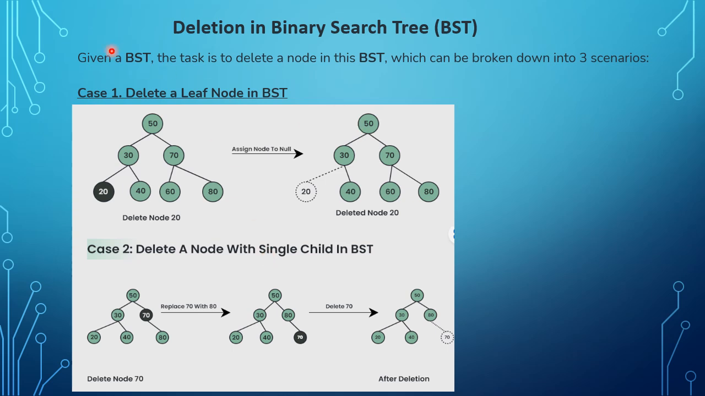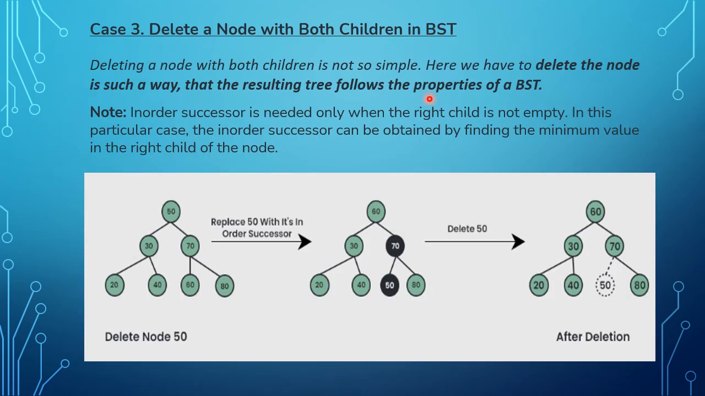So let us move on to the next case, that is delete a node with both children in BST. Deleting a node with both children is not so simple as we thought. Here we have to delete the node in such a way that the resulting tree follows the properties of a BST, binary search tree. So to delete a node with two children in BST, we have to find the in order successor or in order predecessor.